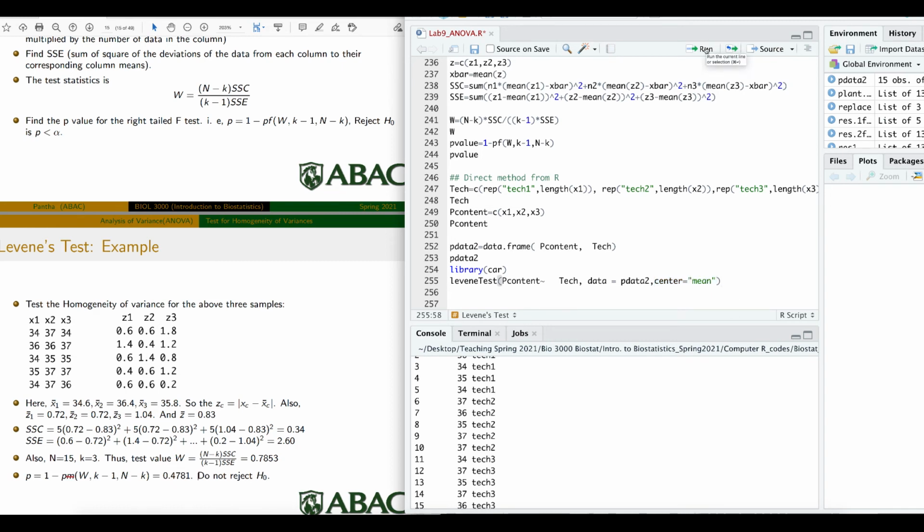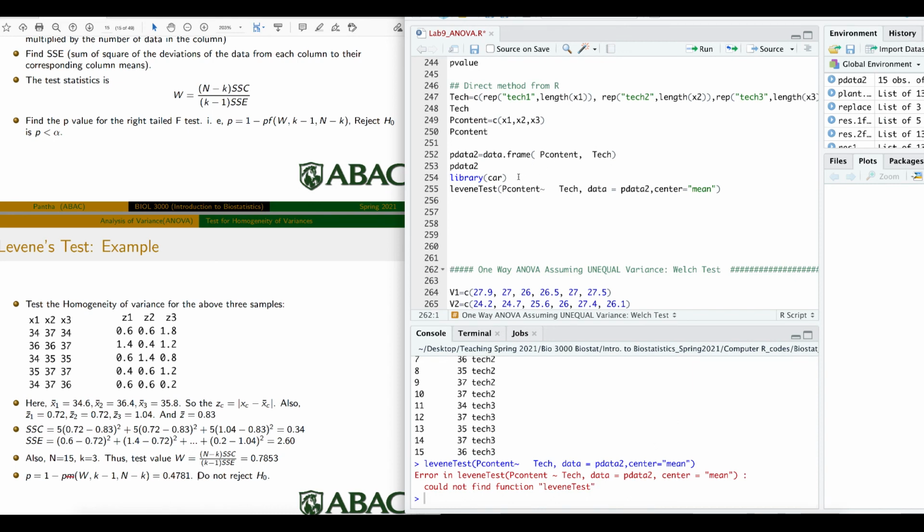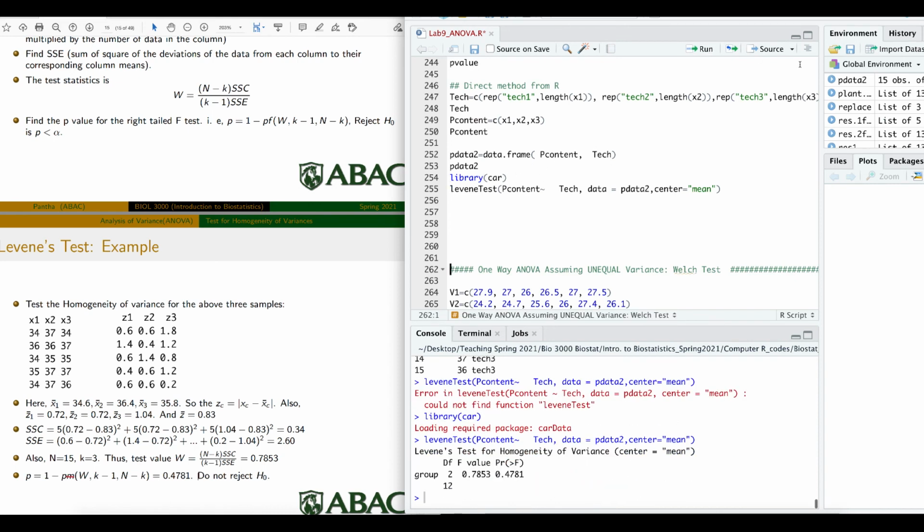And if you run that, I'm sorry, I need to run the library first, and if you do that, you see that the test value is 0.7853. That's what we got here, and the p value is 0.4781. So we do not reject the null hypothesis. This is how we test the homogeneity of variance manually and by using R.